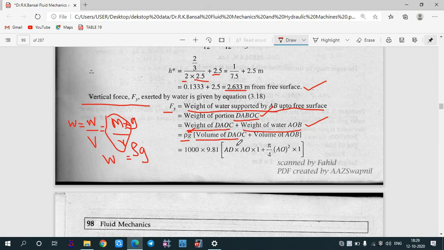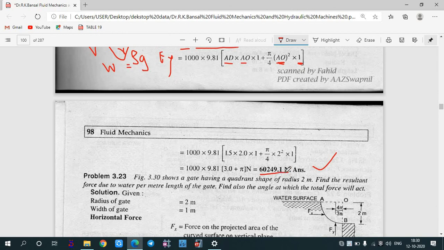The volume of DOC, now see, this is a rectangular portion, so it will be what? AD into AO is nothing but the area, and that will be multiplied by its width 1. And again, the quadrant area can be calculated by pi by 4 into d square. So pi by 4 into AO square, and again it has been multiplied by the width 1. So based on this calculation, we can get the value of Fy. The Fy value is coming out to be 60249.1 Newton.